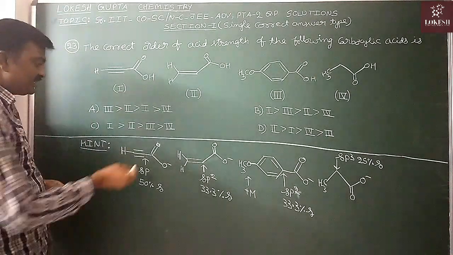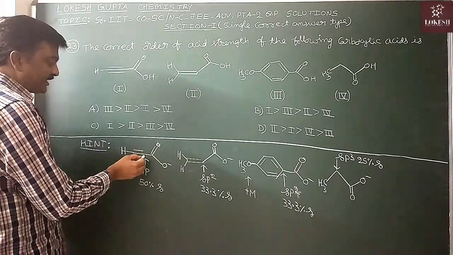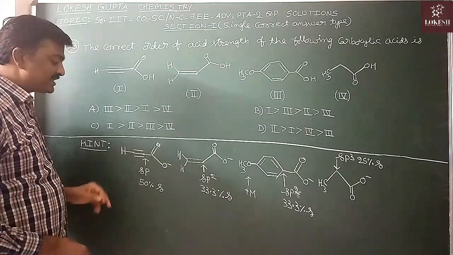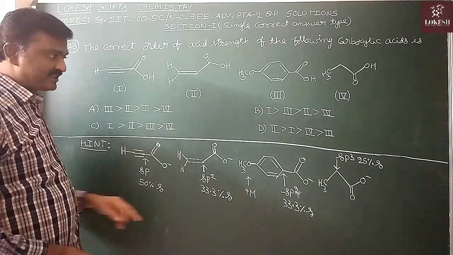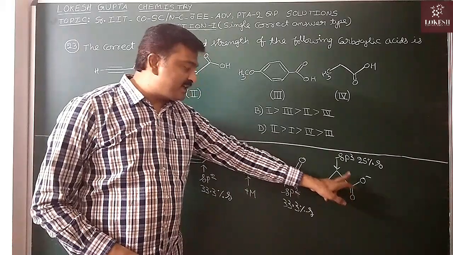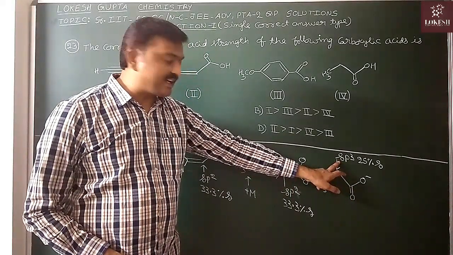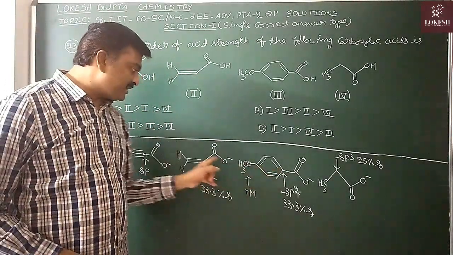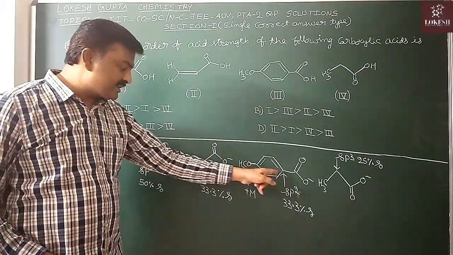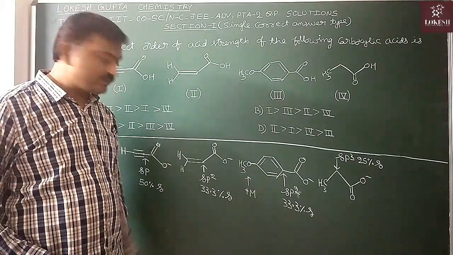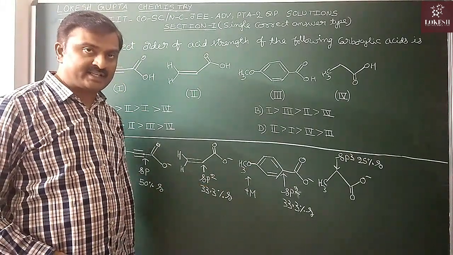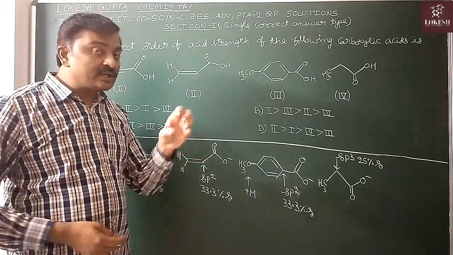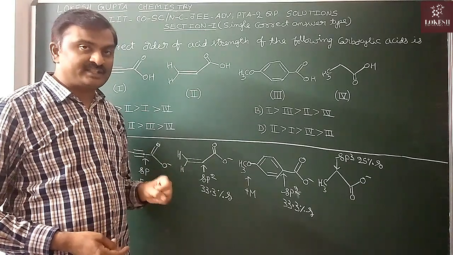Now see, here this carboxylate ion is attached to an sp hybridized carbon, for which the percentage of s character is 50%. Here the carboxylate ion is attached to an sp3 hybridized carbon, 25% s character. Here and here the carboxylate ion is attached to an sp2 hybridized carbon, for which 33.3% is s character. With increasing percentage of s character, the electronegativity of the hybrid orbital increases.